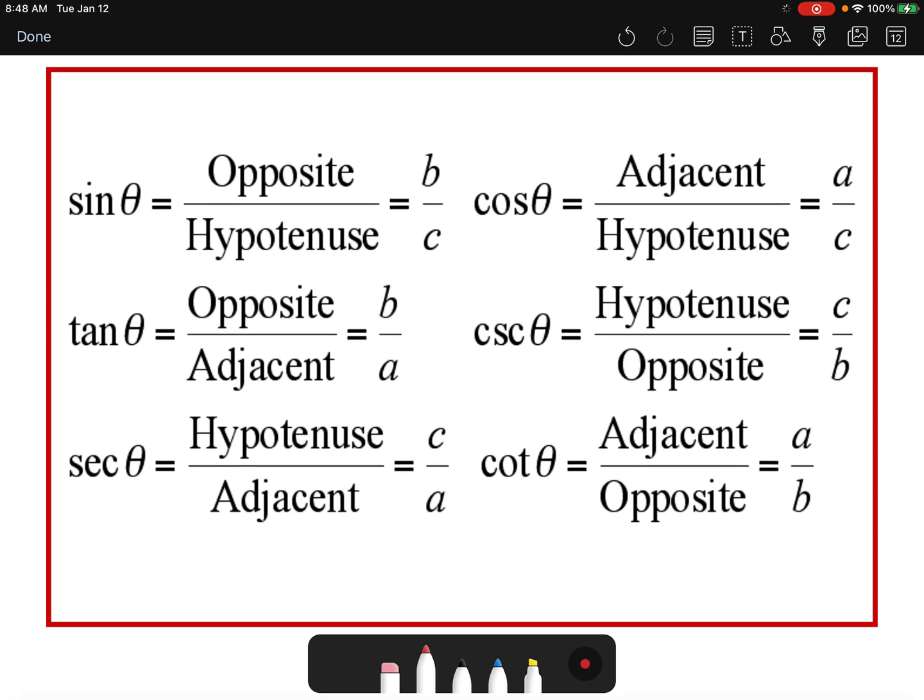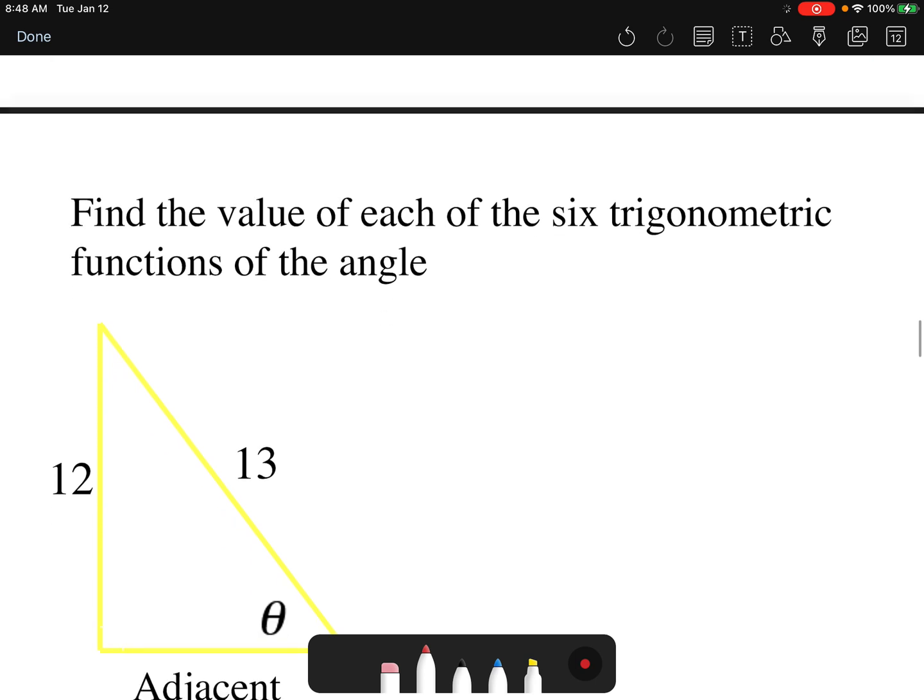And here are the trig functions summarized in regards to that triangle. Opposite over hypotenuse, opposite over adjacent, adjacent over hypotenuse, and so on. SOHCAHTOA. And there's your acronym.